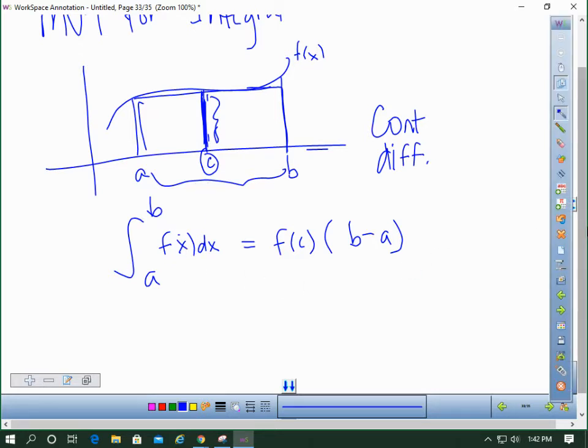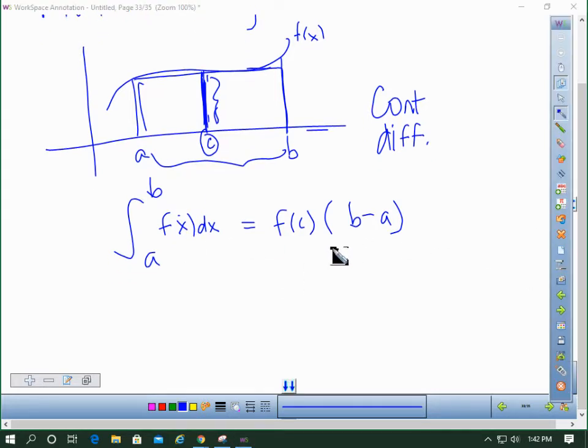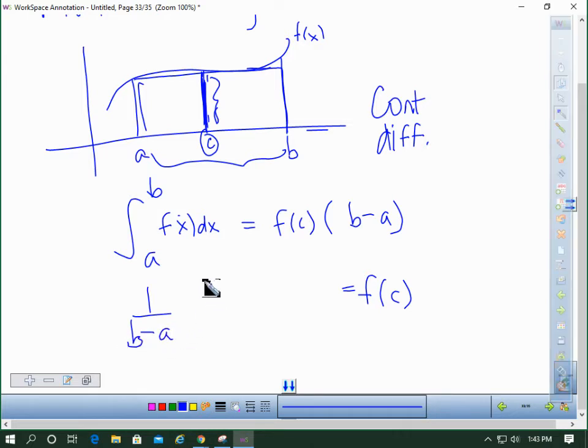Now, when you rewrite the mean value theorem and solve for f of c, you're dividing by b minus a, and this is your average value formula, if you remember that from last year. So this is average value. So whenever you see a problem that says find the average value of blah, blah, blah, they're asking you to do that formula, 1 over b minus a times the integral, okay?